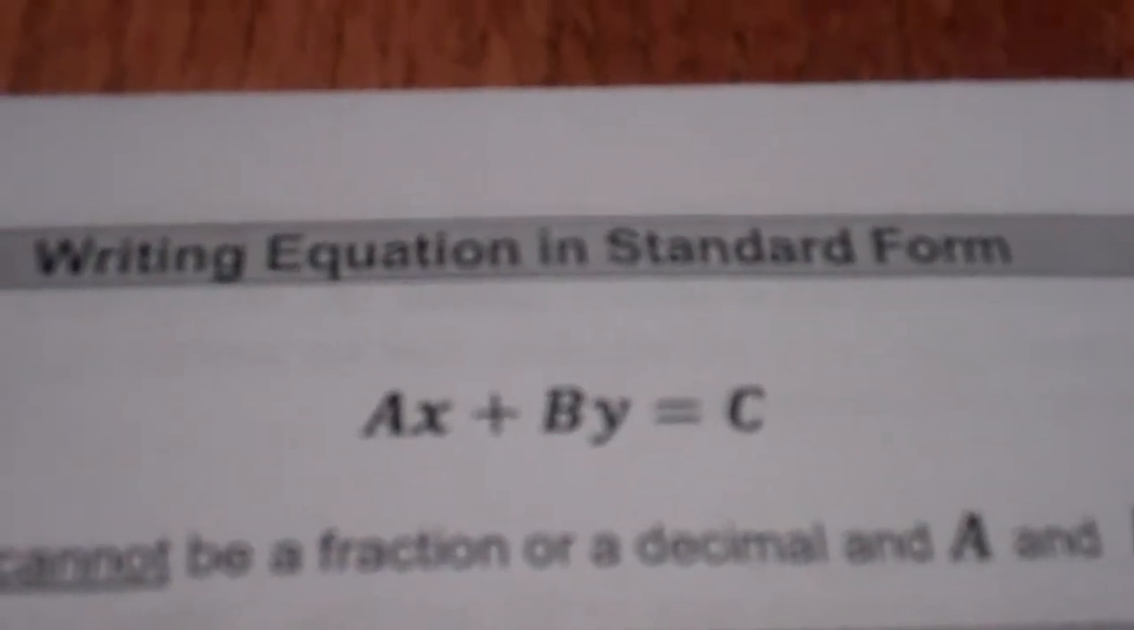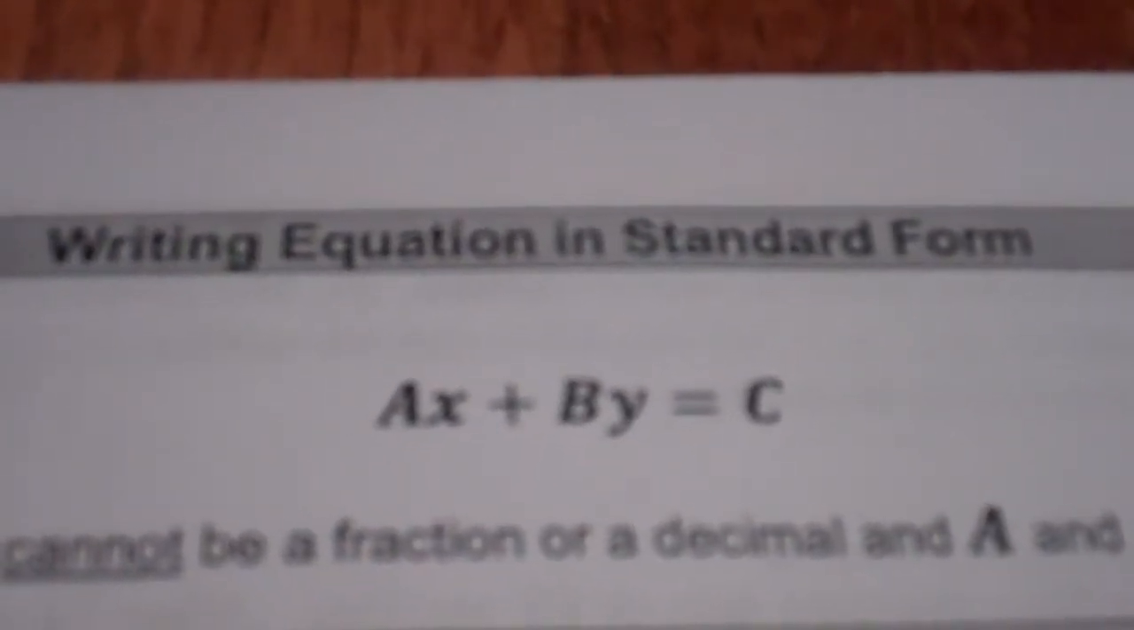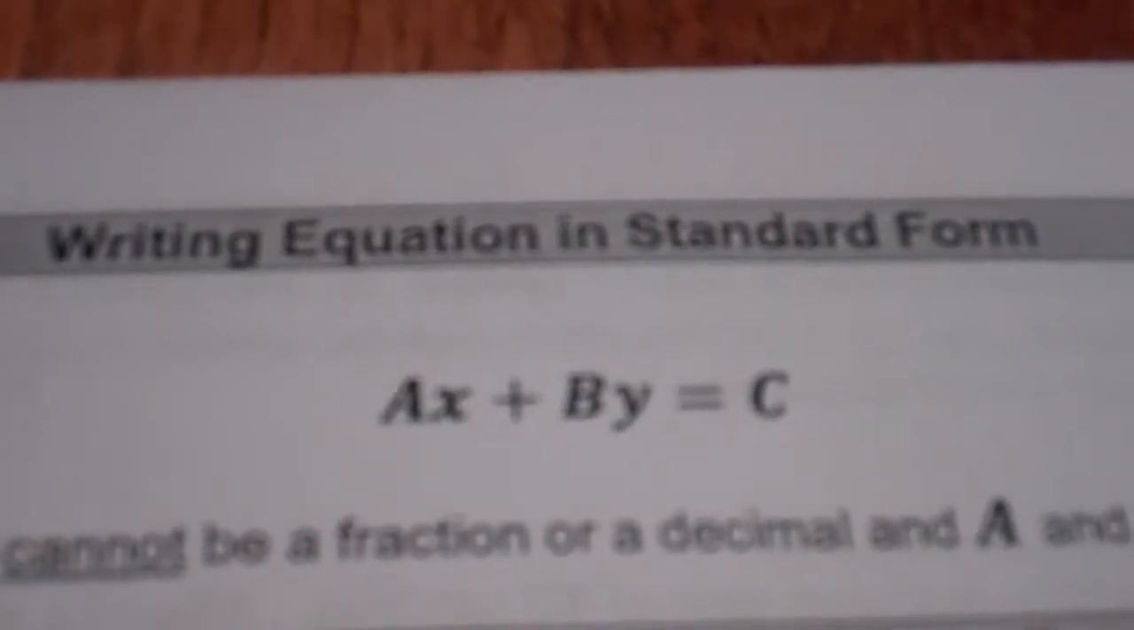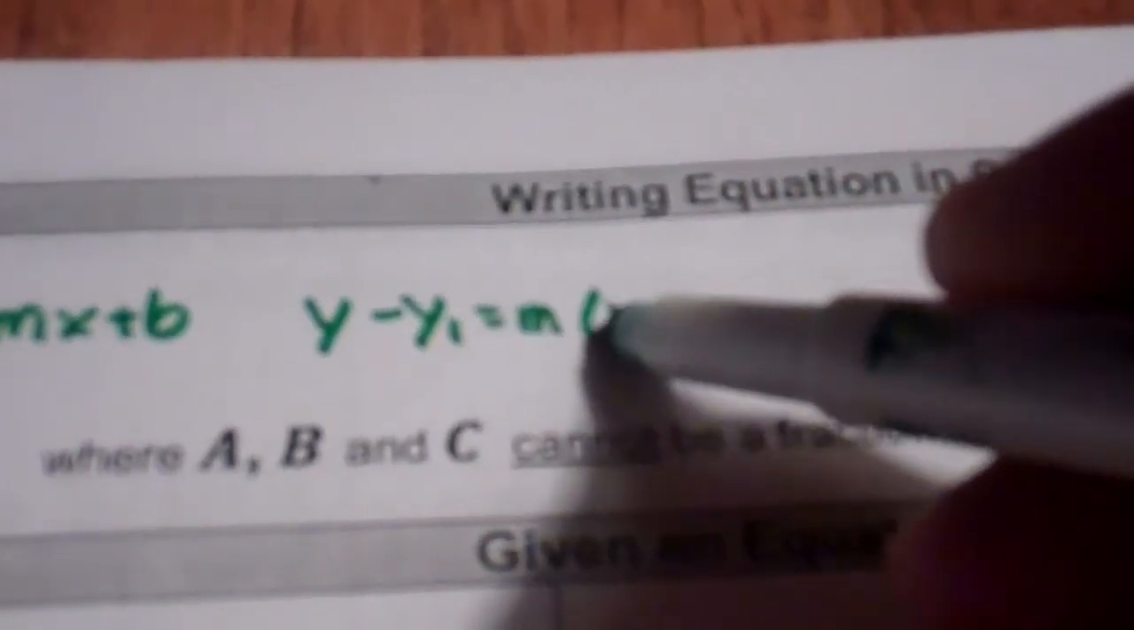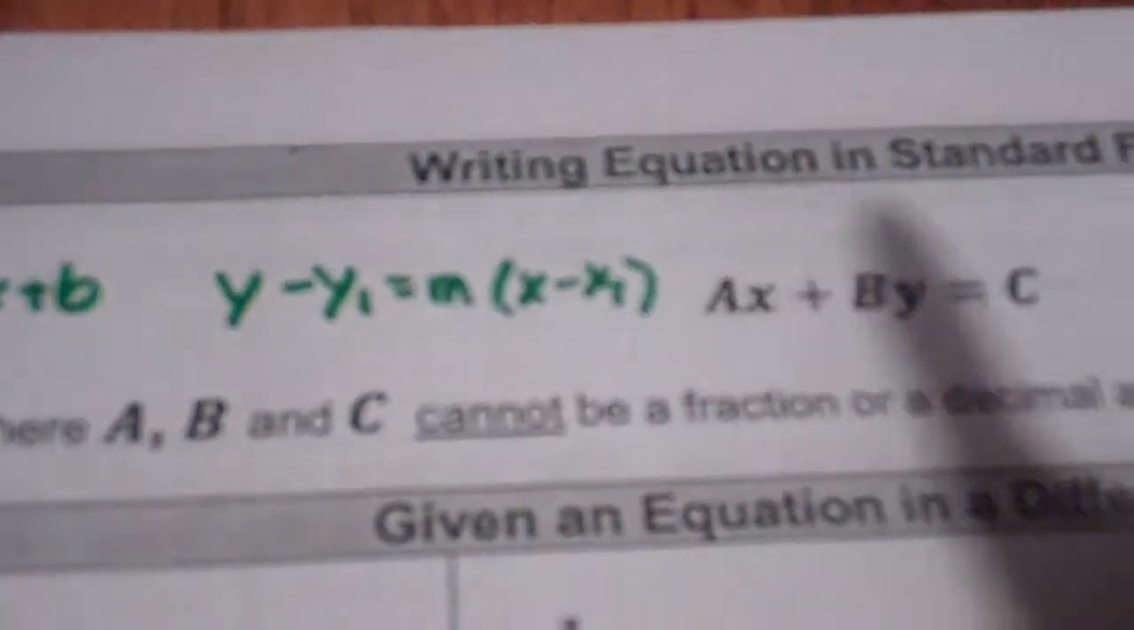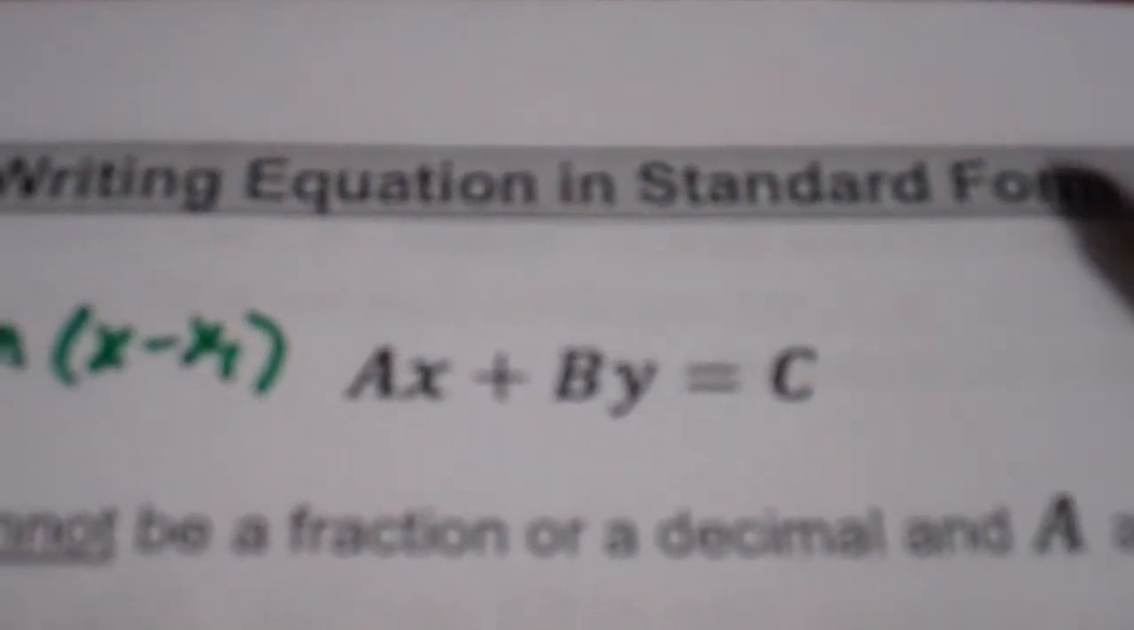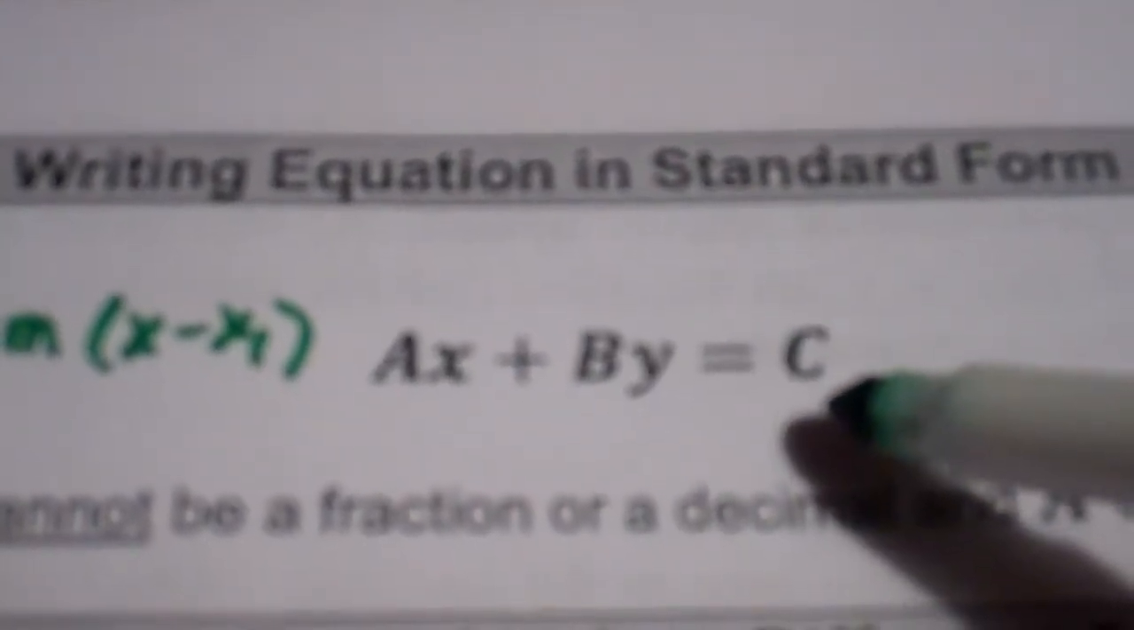Hello, we're back. Today we're going to write equations in standard form. It is the third of the three forms of lines that we're going to learn. The first one, remember, was slope-intercept, y equals mx plus b. The second one we learned was point-slope, y minus y1 equals a slope, x minus x1. And now the third, standard form, is when you have ax plus by equals c.